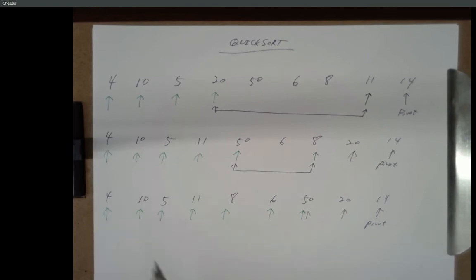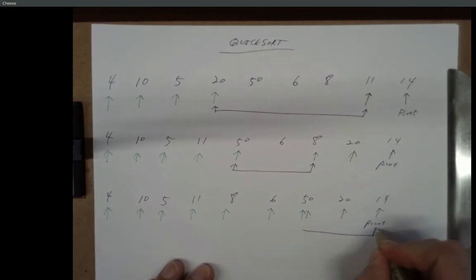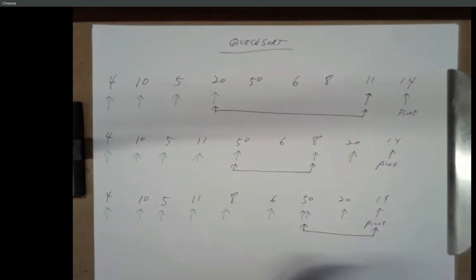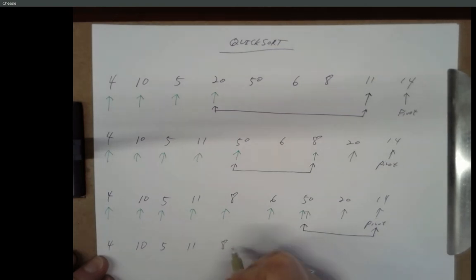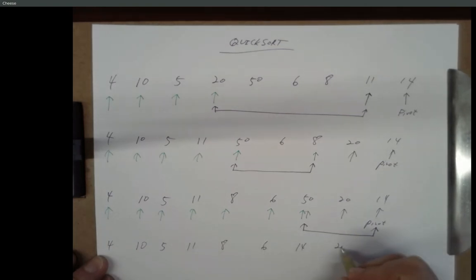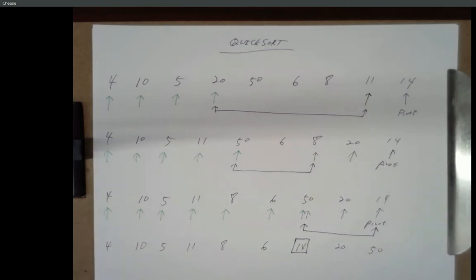And we have one final adjustment to make, which is to take our pivot and swap it with where our arrows met. So now our list is going to look like this. And I'm going to draw a box around here. And with the box, I'm indicating 14 is in the correct place in the sorted list. When everything is done and I sort all of these numbers, 14 is going to be right here.